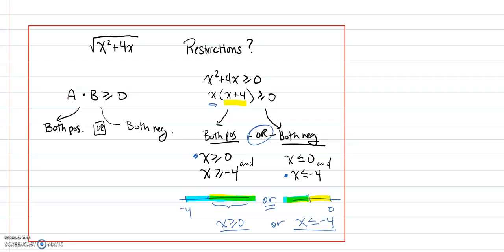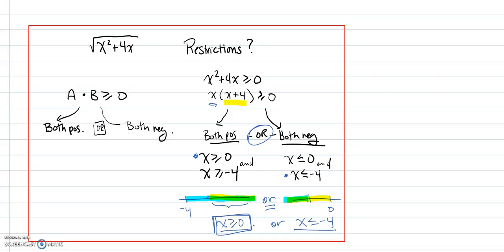If they're both positive, then x has to be greater than or equal to 0, and the second factor, x plus 4, has to be greater than or equal to 0. And so both of those have to be true. That is an and situation. So that's when I look for the overlap. So greater than 0, greater than or equal to negative 4 results in just looking at this part. X has to be greater than or equal to 0. That is one case that creates a positive under the radical.